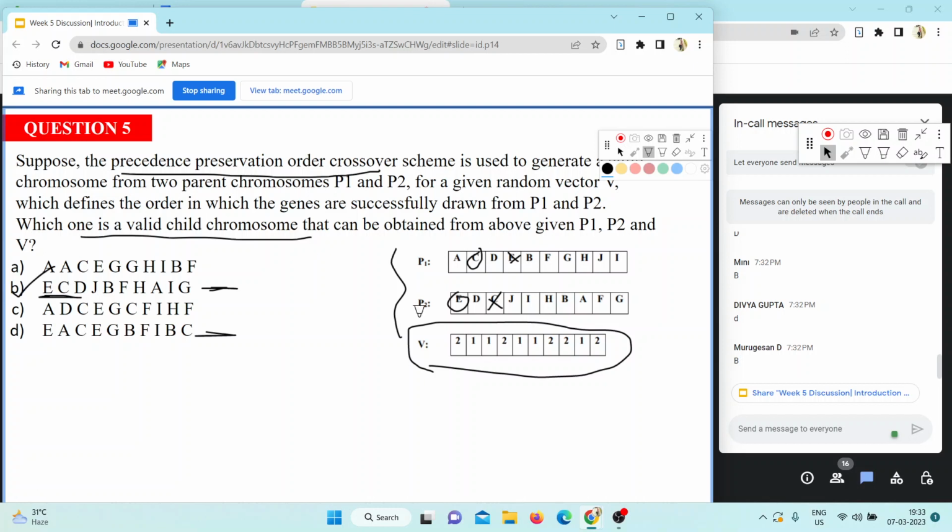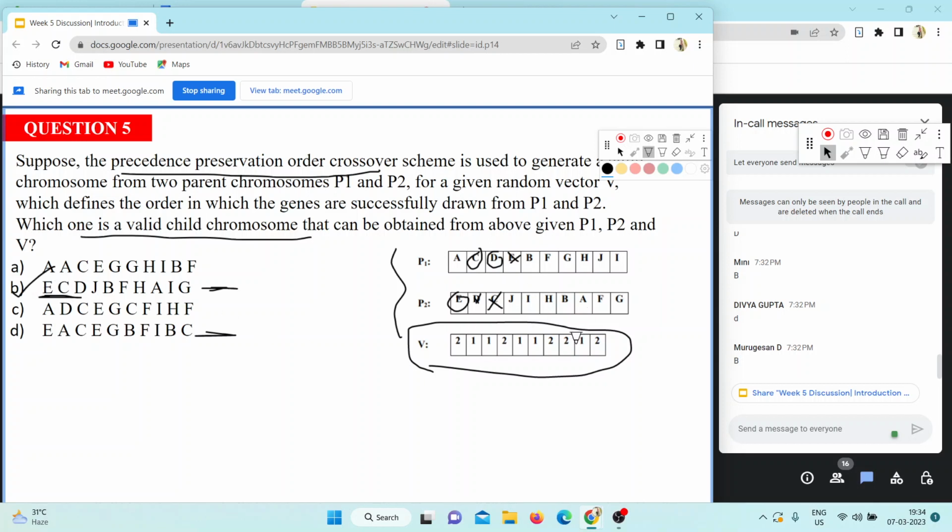E, C. As you can see, 2 is given, so E is the first bit, and 1 is given, so we will be selecting from parent 1. So C will be your correct bit. So E, C. Now third, V is given 1. We can select D, because D we have not selected, so D. We will be cutting D. Any other D over here? No D over here. So our first three bits are E, C and D. So our answer is B.